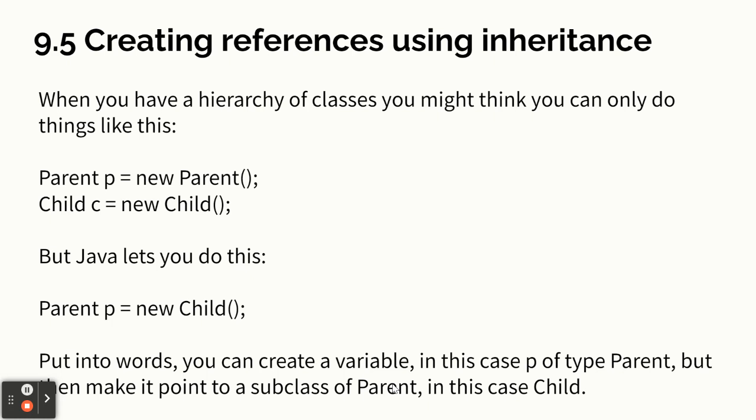So put into words, you could make a variable that's the parent type, but then you could point it to one of its subclasses. Yeah. So you could do meal equals hot dog, or whatever the bottom thing was on that hierarchy we did the other day. It's a little bit freaky. I'm not gonna lie, it kind of bothered me that they allowed this.